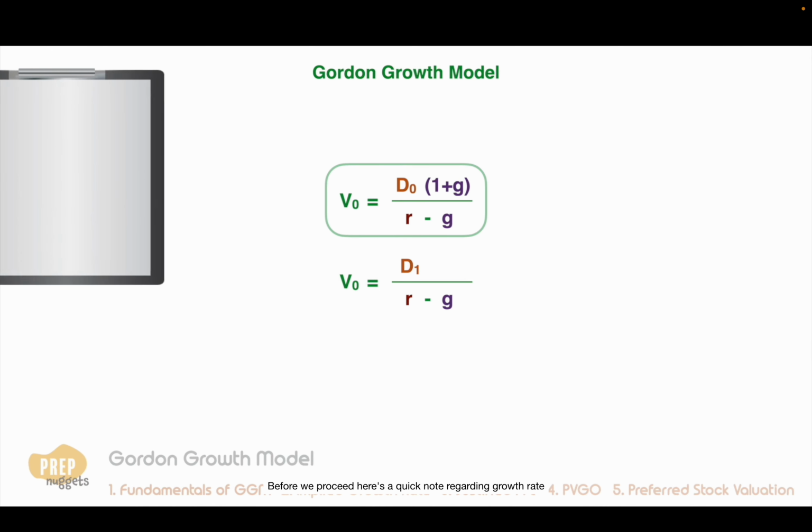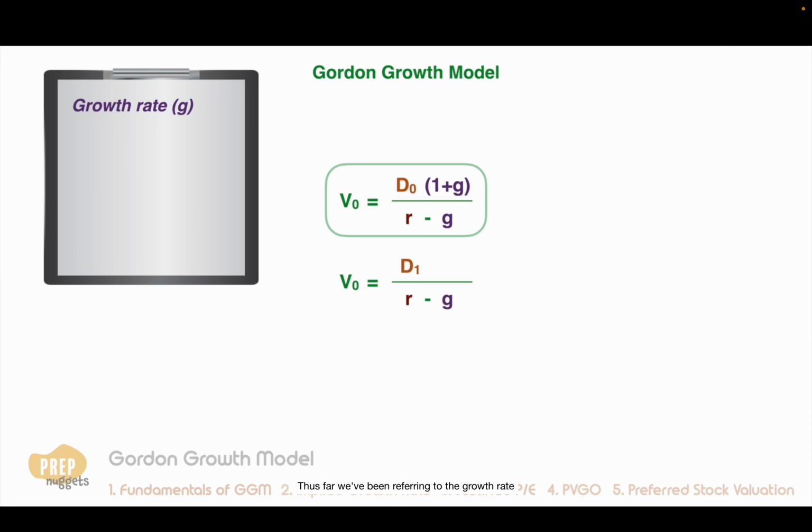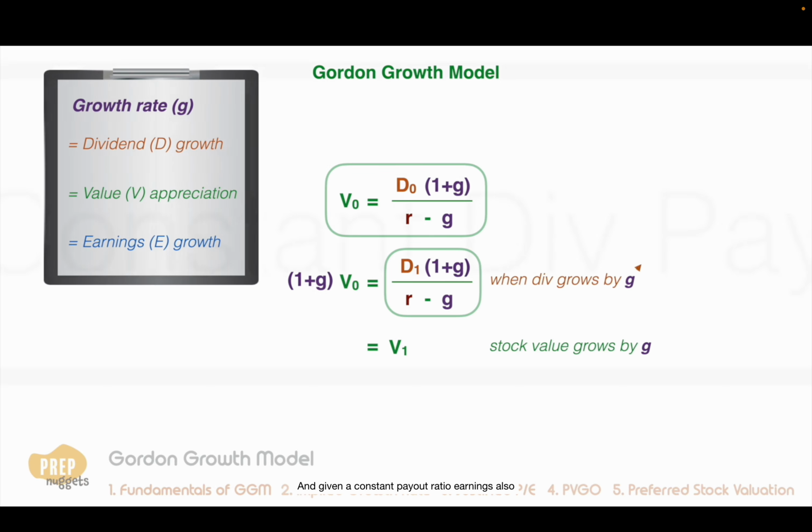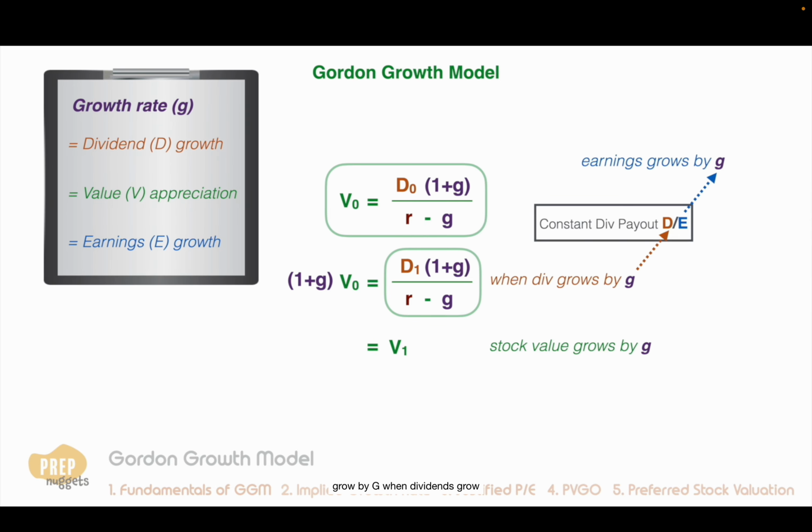Before we proceed, here's a quick note regarding growth rate under the GGM. Thus far, we've been referring to the growth rate as the expected growth rate in dividends. Implicitly, it can be shown that this growth rate also refers to the value appreciation of the firm and earnings growth. If we multiply both sides of the equation by 1 plus G, we get the following expression. The right-hand side is actually V1, so we have the relationship that when the dividend grows by G, the value of the stock also grows by G. And given a constant payout ratio, earnings also grow by G when dividends grow by G. In essence, the growth rate under GGM refers to all these three components, so we can use them interchangeably.